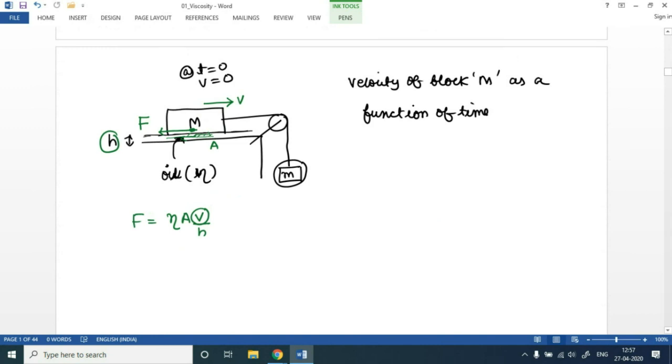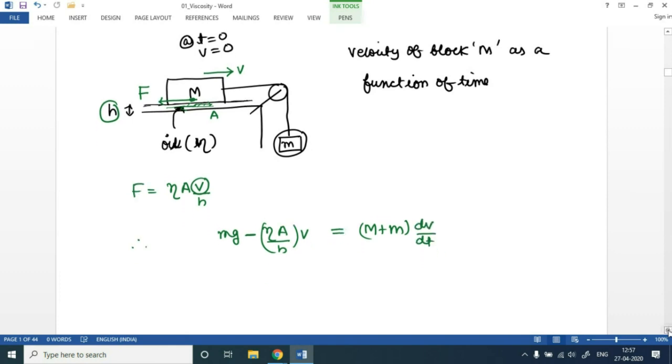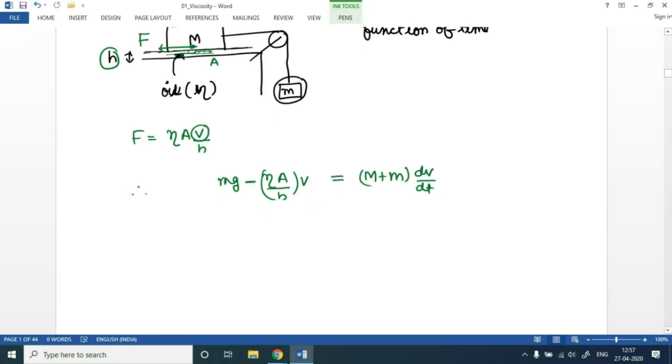So when we write the equation of motion, the net pulling force would be mg minus this F, that is eta times A divided by h into v, and that will be equal to mass times acceleration of the system. The net mass of the system is capital M plus small m, multiplied with dv by dt. So that would be the equation of force over here.